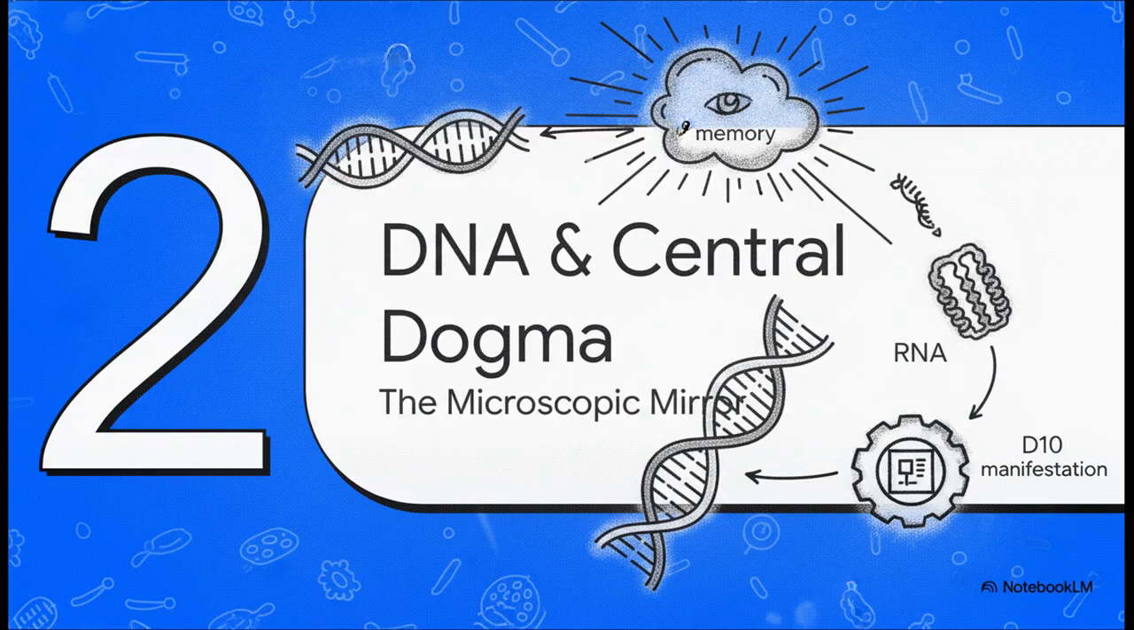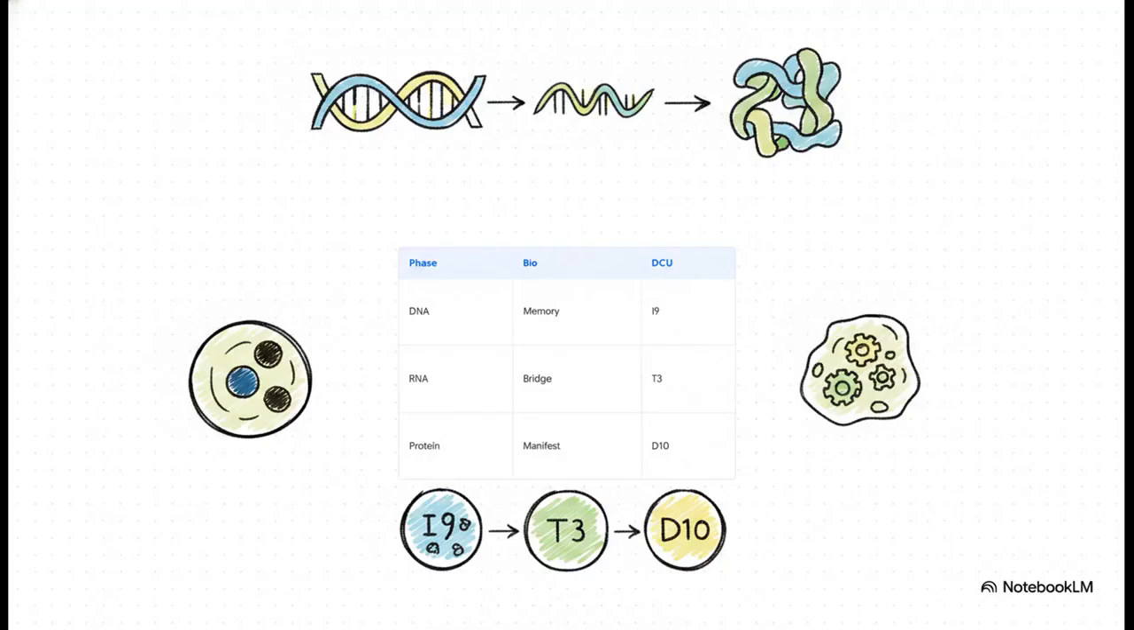Moving right along to Section 2, DNA and the central dogma. Let's look at the microscopic mirror. The central dogma of molecular biology acts as a flawless mechanical execution of this topology. Think of the DNA template strand as your preserved I9 memory. It's the invariant code locked safely in the nucleus.